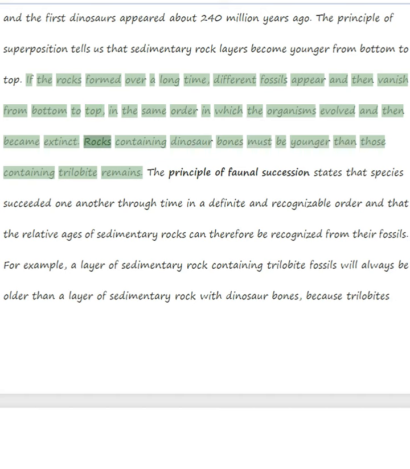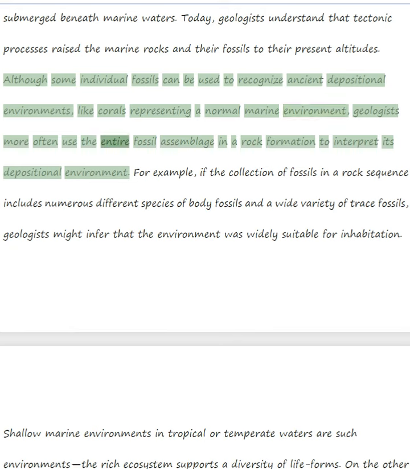Each of these mountain ranges is hundreds of kilometers or more away from the nearest ocean. The fossil corals tell us that the rocks exposed in these mountains were once submerged beneath marine waters. Today, geologists understand that tectonic processes raised the marine rocks and their fossils to their present altitudes. Although some individual fossils can be used to recognize ancient depositional environments, like corals representing a normal marine environment, geologists more often use the entire fossil assemblage in a rock formation to interpret its depositional environment.